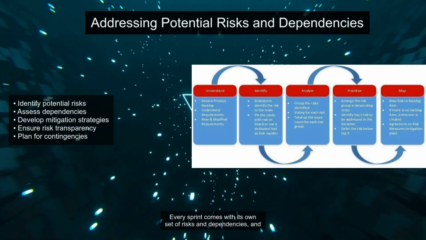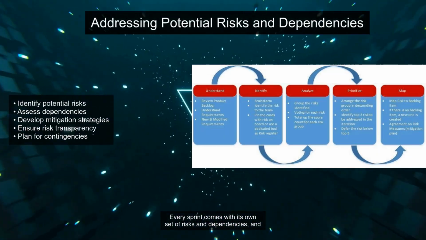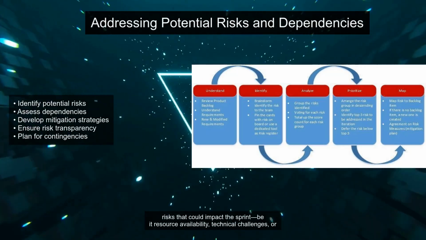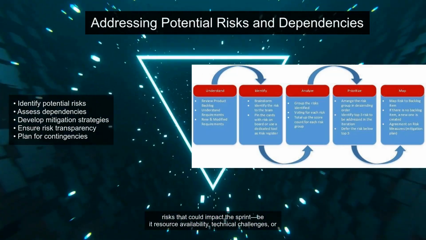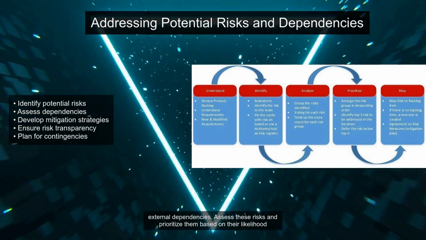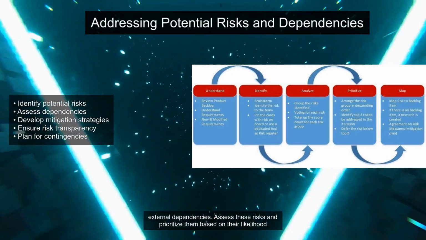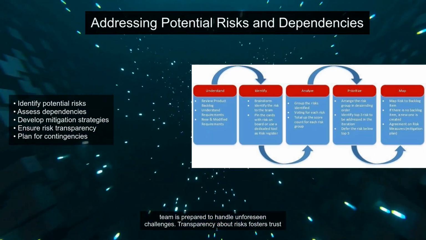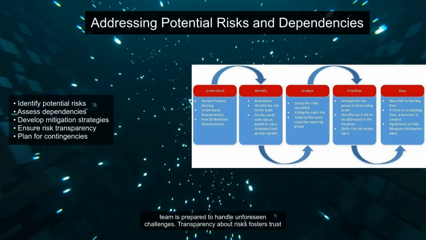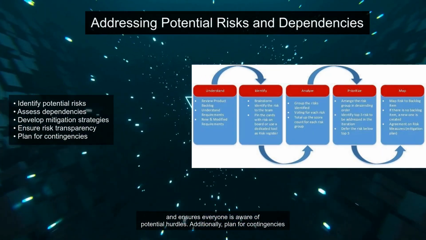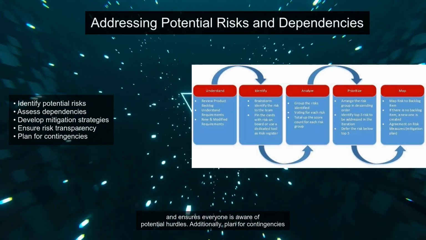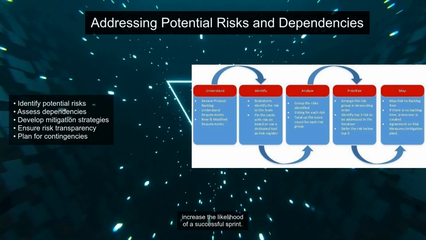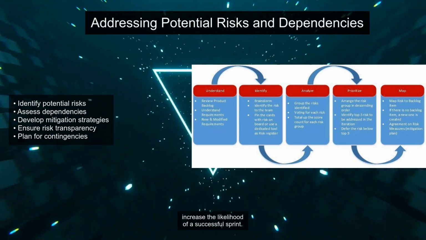Every sprint comes with its own set of risks and dependencies, and addressing these proactively during sprint planning is crucial. Start by identifying potential risks that could impact the sprint, such as resource availability, technical challenges, or external dependencies. Assess these risks and prioritize them based on their likelihood and potential impact. Develop mitigation strategies to address each risk, ensuring the team is prepared to handle unforeseen challenges. Transparency about risks fosters trust and ensures everyone is aware of potential hurdles. Additionally, plan for contingencies to maintain momentum in case issues arise. By proactively managing risks, you increase the likelihood of a successful sprint.